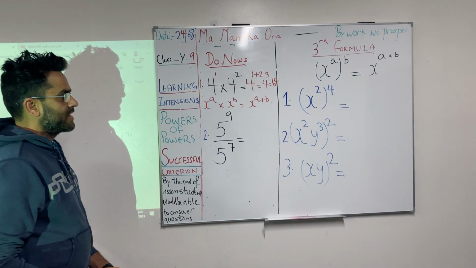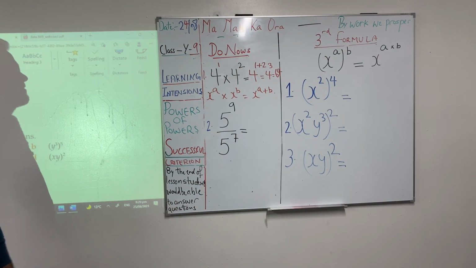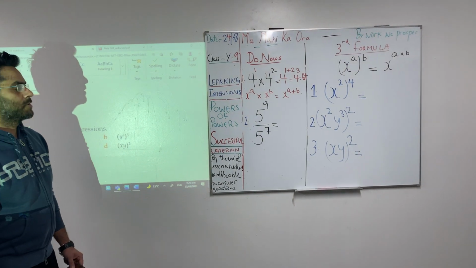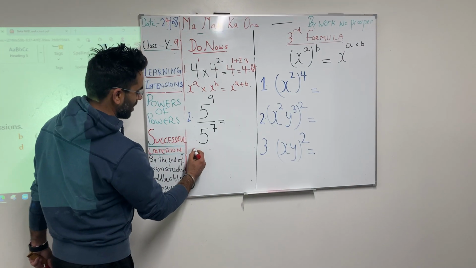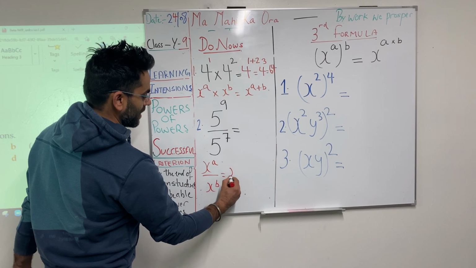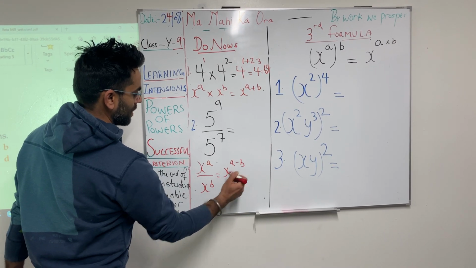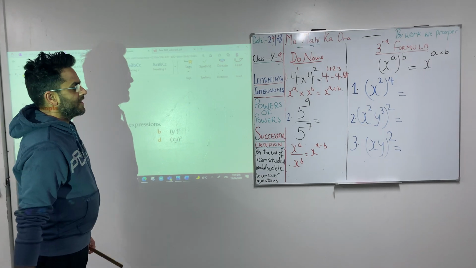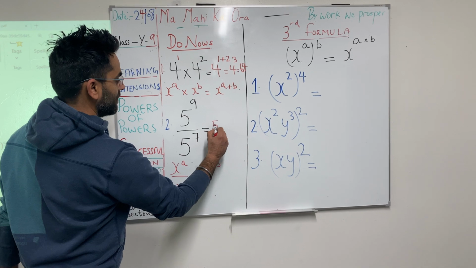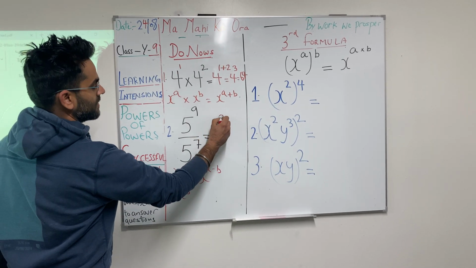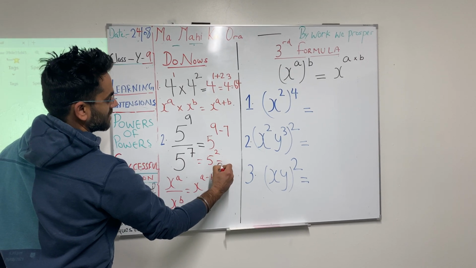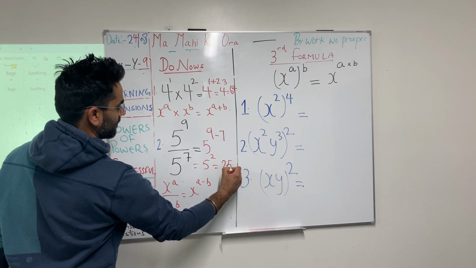Now, in our second question, the question is 5 raised to the power 9 divided by 5 raised to the power 7. We're going to use the formula x raised to the power a divided by x raised to the power b, that is x to the power a minus b, because the letters will divide by themselves and we take away the powers. So 9 take away 7, that is 5 squared, and 5 squared is 25.